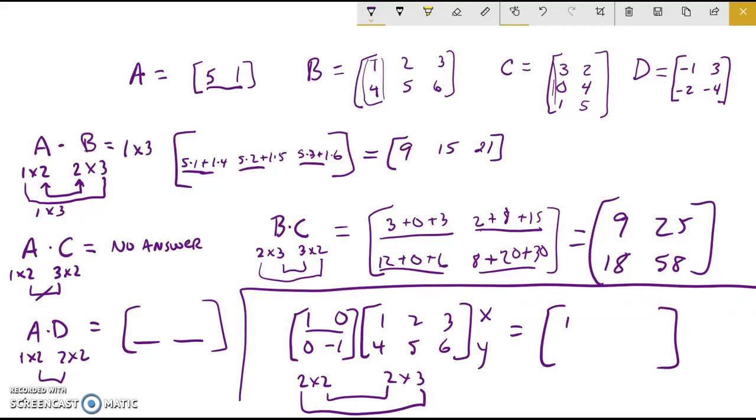Then I move to the next column, 2, 5. 1 times 2 is 2. 0 times 5, nothing, so just 2. 1 times 3 is 3. 0 times 6 is 0, so just 3. So our top row did not change. So you might think, well, what's the point if we're not going to change anything? Well, look at the bottom row. This time in the bottom row, we're going to go 0 times 1 and negative 1 times 4, and we end up getting negative 4. 0 times 2 and negative 1 times 5, and 0 times 3 and negative 1 times 6.